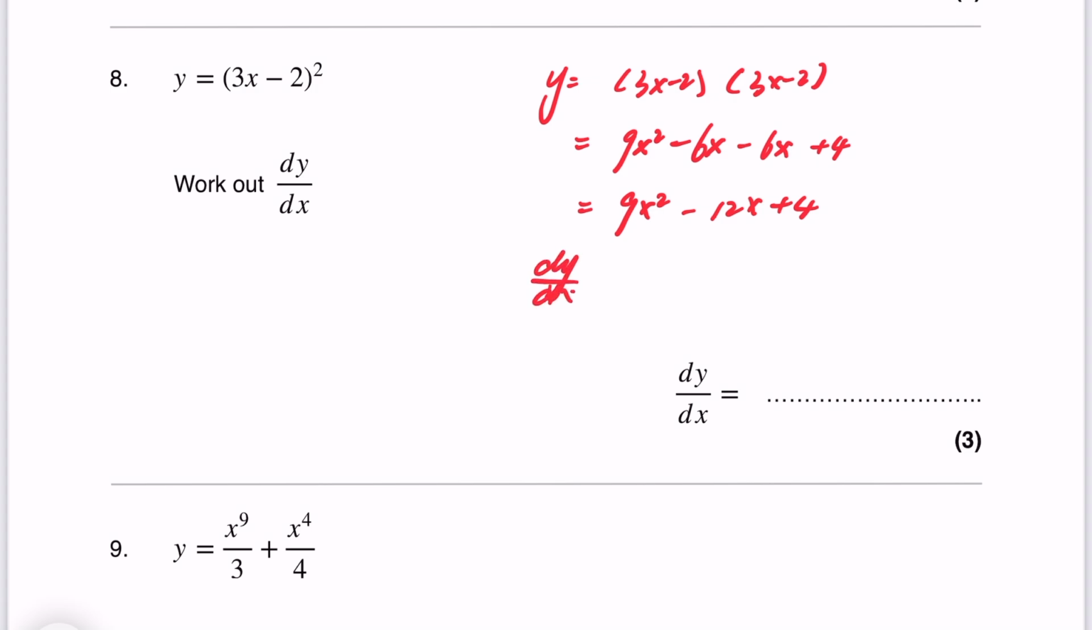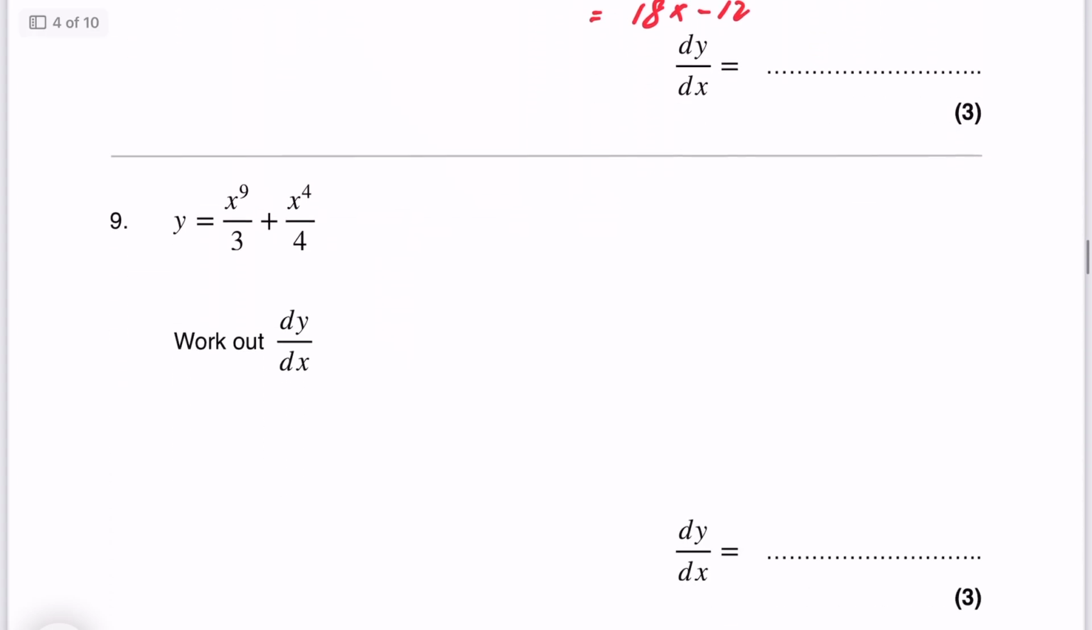dy/dx equals 9 times 2 times x to the power of 2 minus 1, minus 12 times 1 times x to the power of 1 minus 1. And the plus 4 at the very end, same thing as before, is going to be cancelled out after the differentiation. So dy/dx equals 18x minus 12. Okay, there we go. And let's move on to question 9.